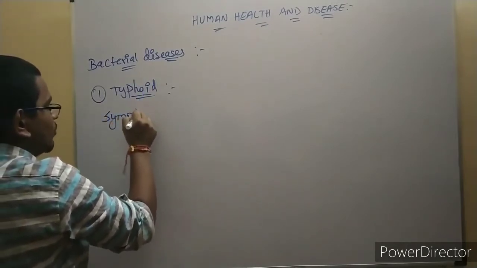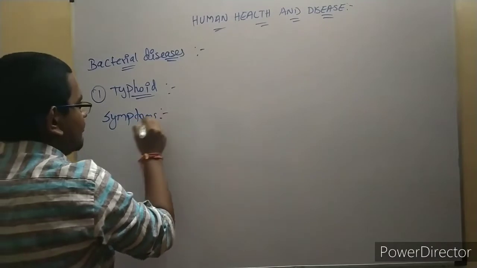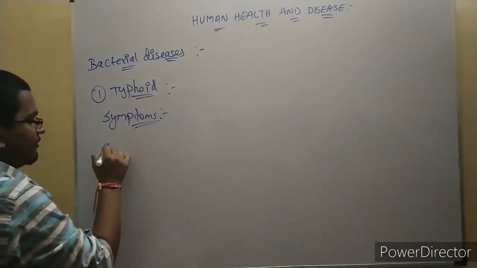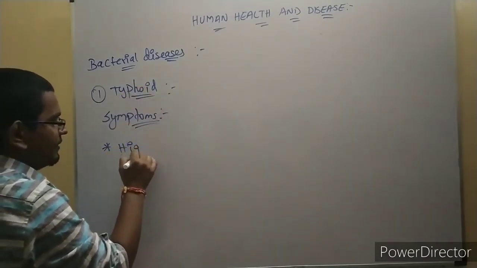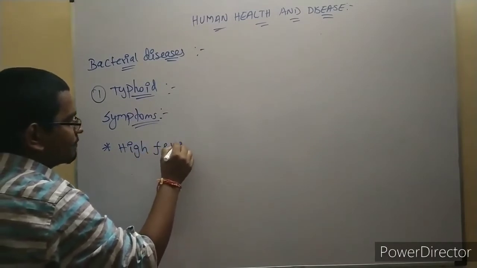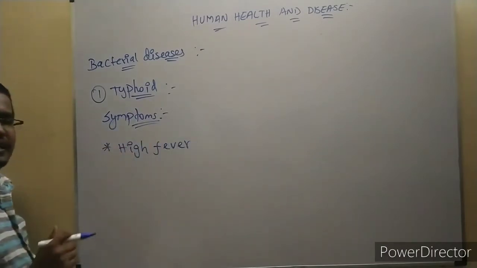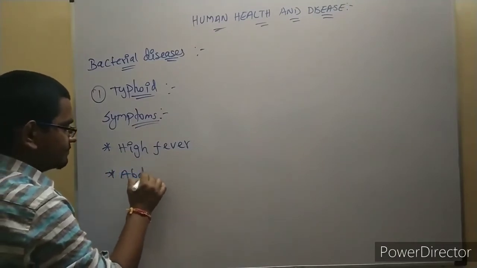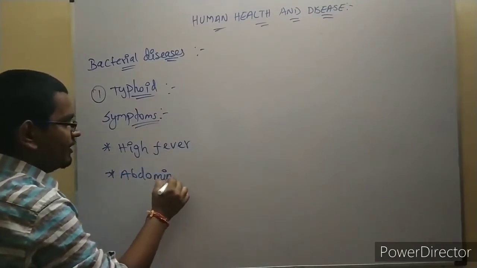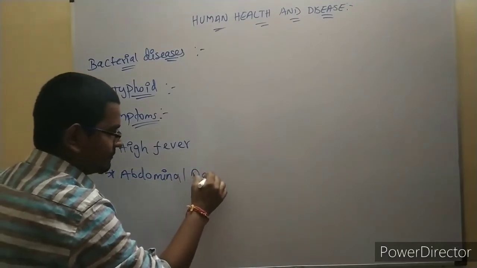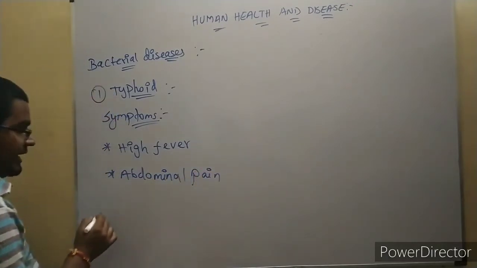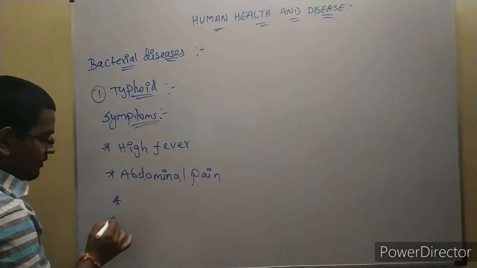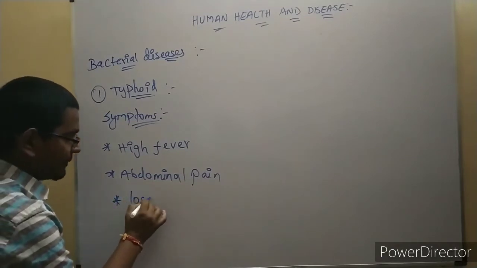Typhoid symptoms. What are the symptoms? As you know, typhoid. So what will be the first symptom? High fever will be there. There will be abdominal pain. In typhoid, there will be abdominal pain. In typhoid, one of the symptoms is also loss of appetite.